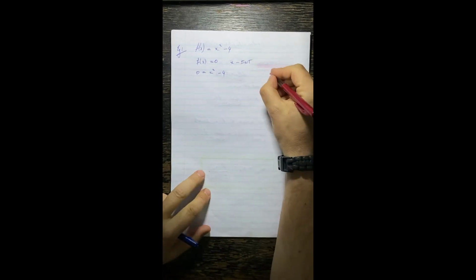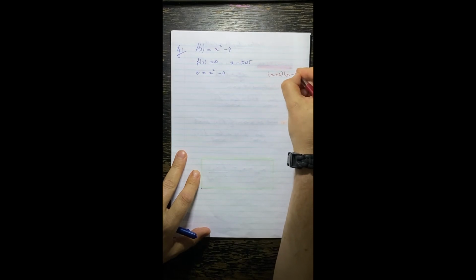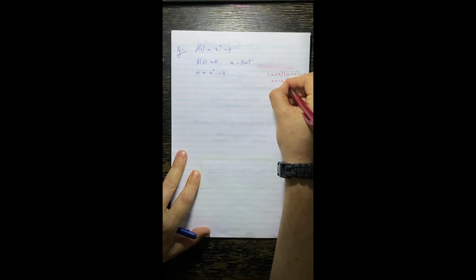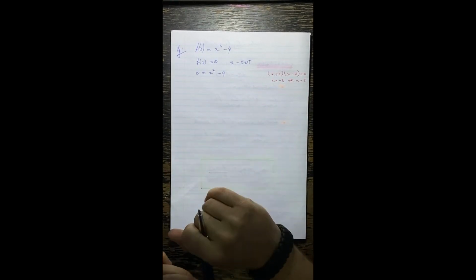Now you guys are probably thinking, well, this is really easy because all we have to do is just say x plus 2, x minus 2 equals 0, and we get that x is equal to minus 2 or x is equal to 2, and there's our two x-intercepts. And that is what I'm going to get to with Newton-Raphson. I'm going to show you how we do that.